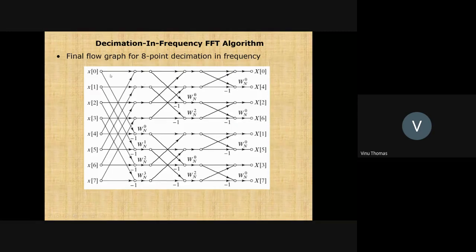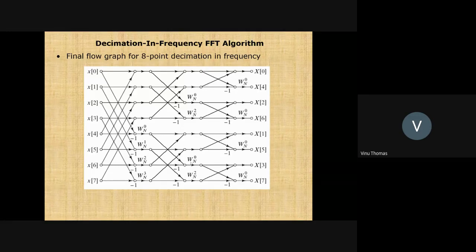Now, you observe a typical butterfly here. So maybe we look at the butterfly here. This is our butterfly. And you see that for the decimation in frequency butterfly, the multiplication by the complex exponential is done after the butterfly. Whereas for the decimation in time FFT algorithm, the multiplication by the complex exponential was done before the butterfly. That is how you find out whether the algorithm is a decimation in frequency algorithm or a decimation in time algorithm.